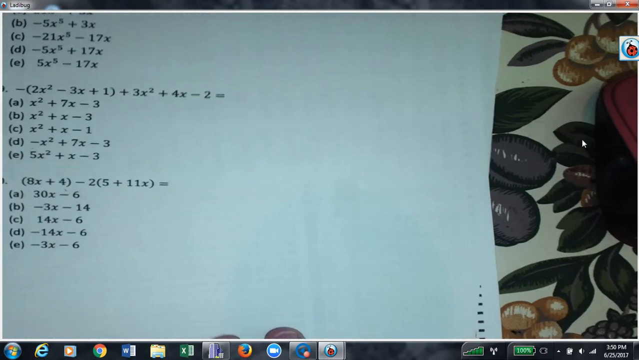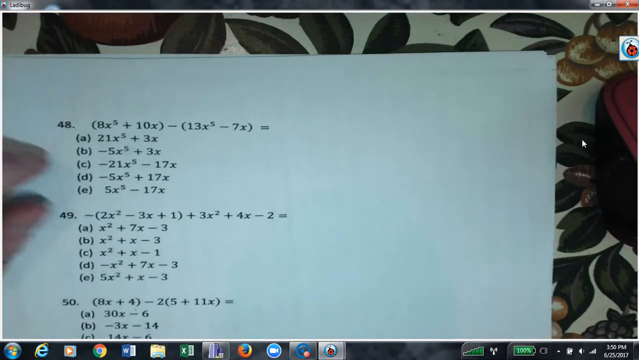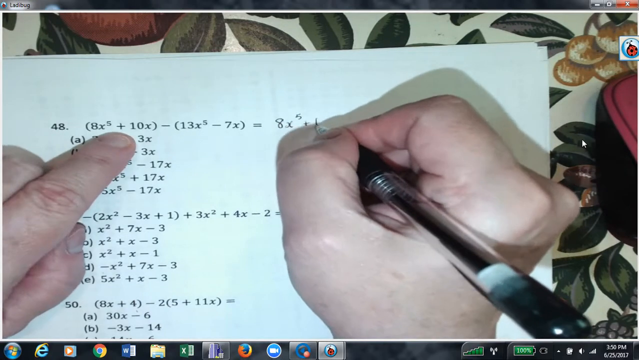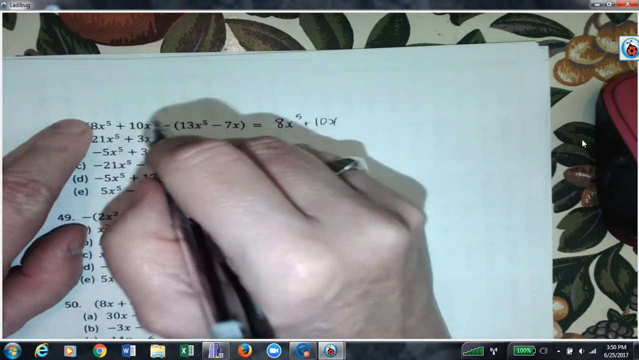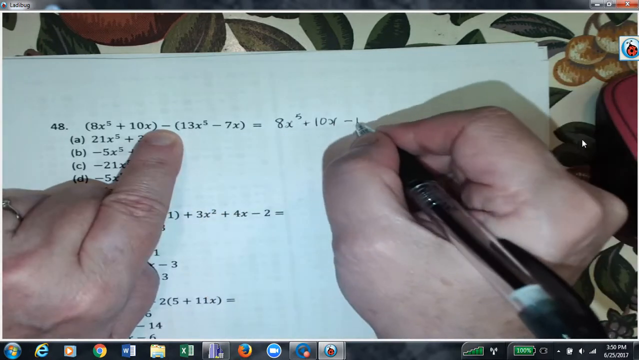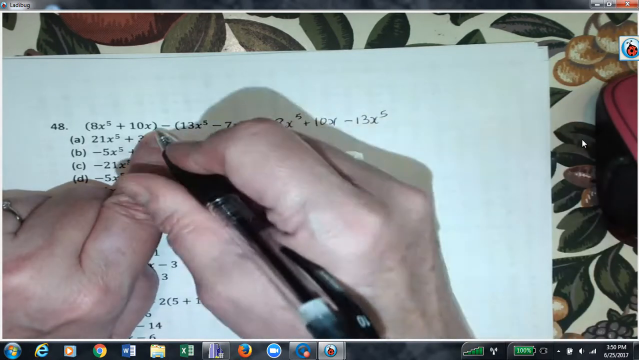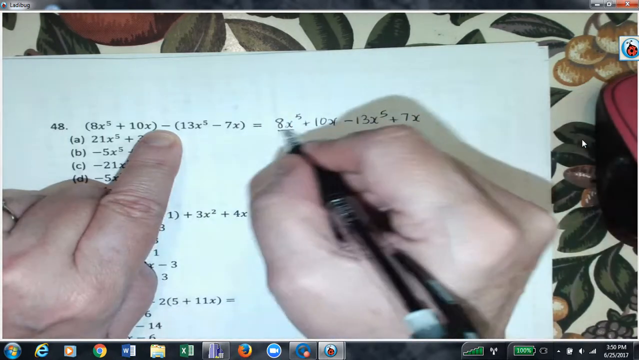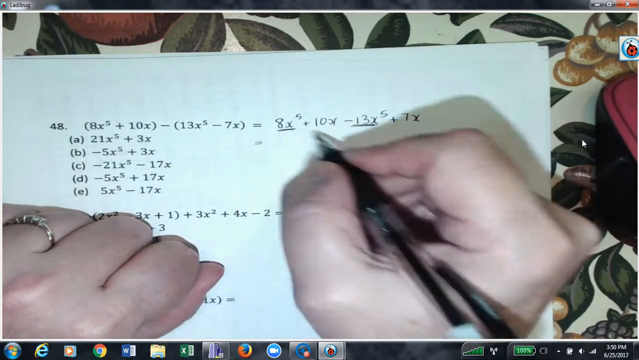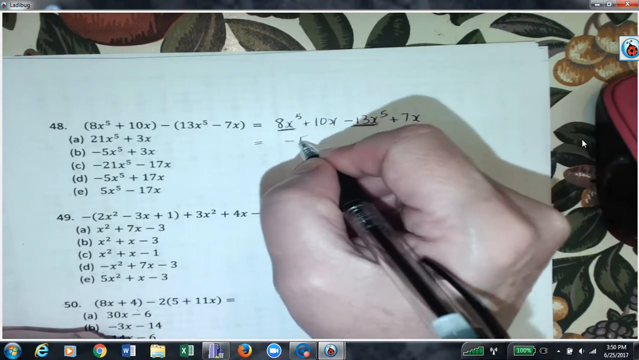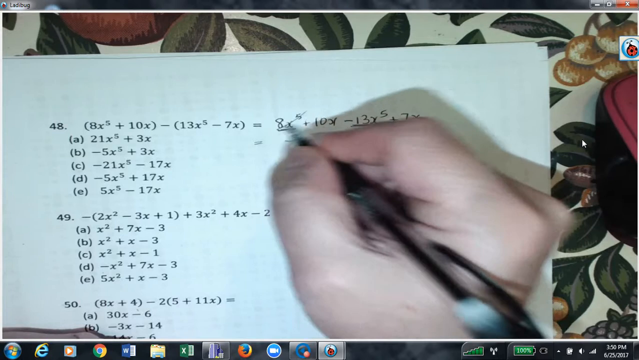All right, nearly finished. All right, I've got to write this without parentheses. So nothing in front of here, I can just drop them. Now, this negative sign has to go through everything. So minus 13x to the 5th minus negative 7x. So that's plus 7x. Then where are my powers of x to the 5th? There they are. And 8 minus 13 is negative 5. So that's what those give me.